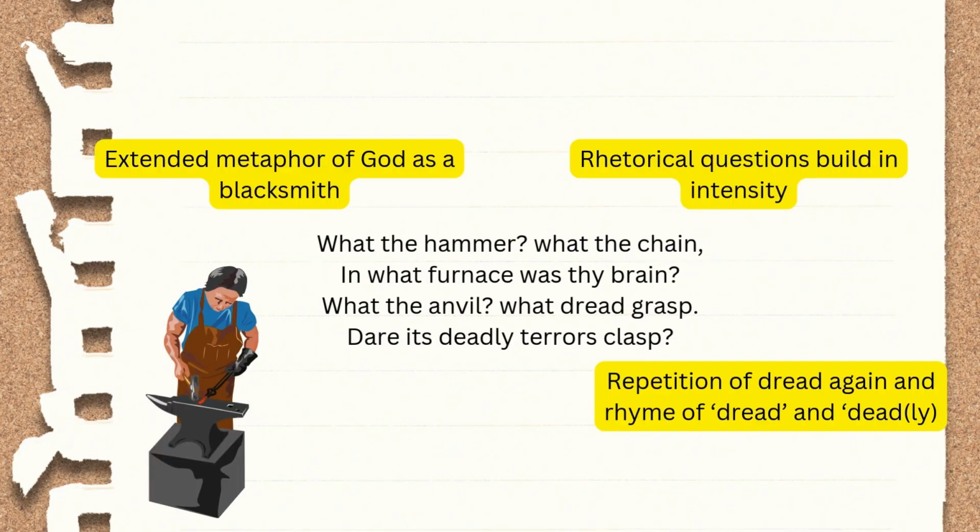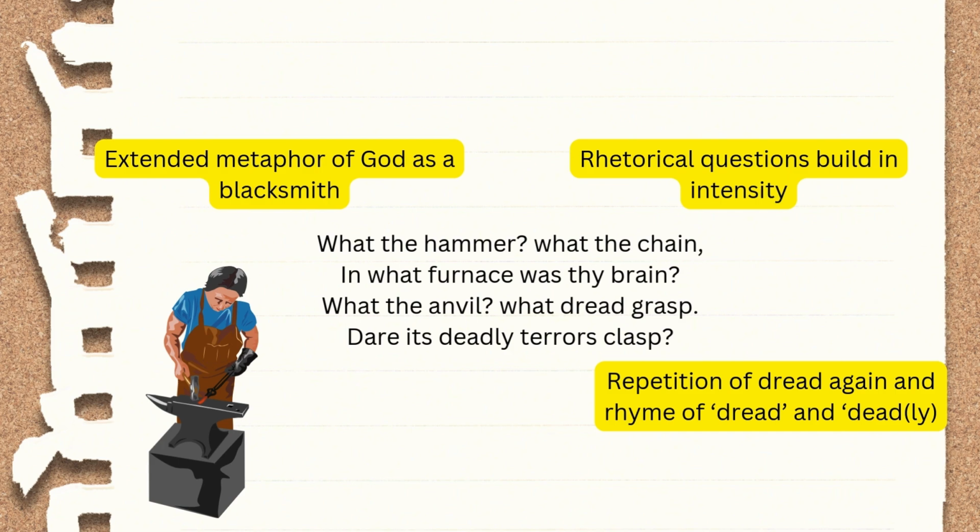And you can see again, we've got these rhetorical questions that keep building in intensity here. Now he then asks again, what the hammer, what the chain, in what furnace was thy brain? So all these questions of how God could create the tiger. What the anvil? So the anvil is that bit of metal you'll see in that image that the blacksmith has there. The anvil has to be a very, very strong metal structure or table, because the blacksmith hammers and hammers and hammers on it, and it hammers molten metal to form some kind of shape. So again, the speaker's confused, like what has the strength for this? Where does the strength come from?